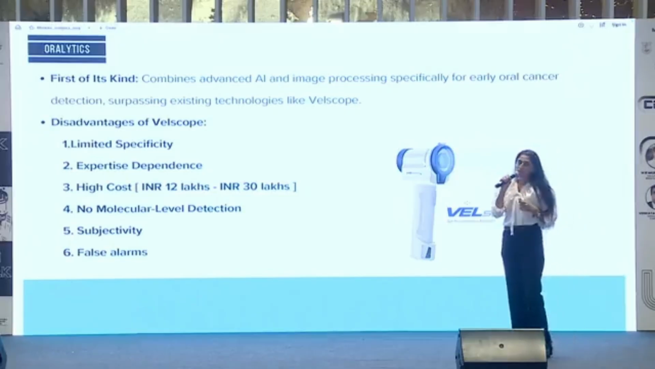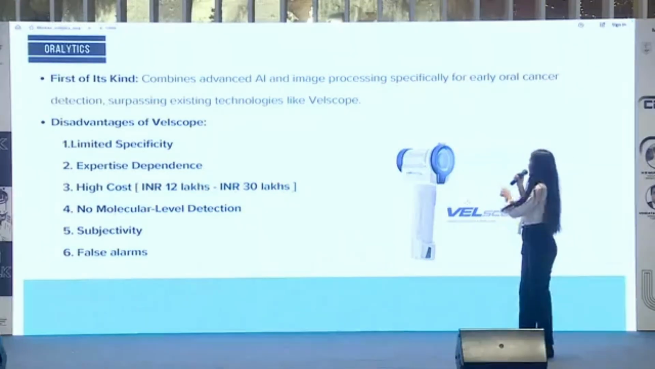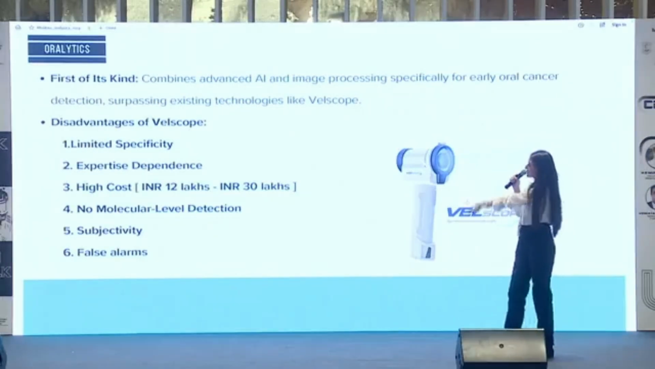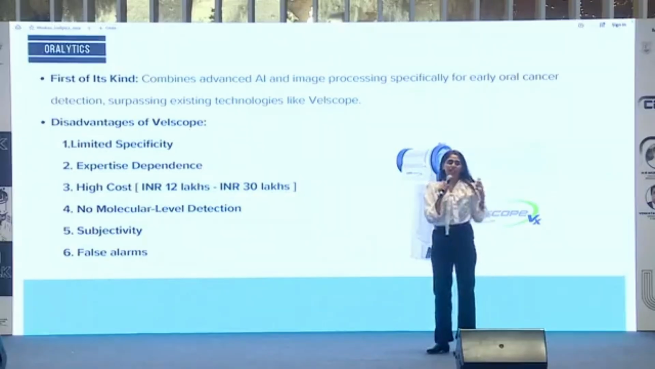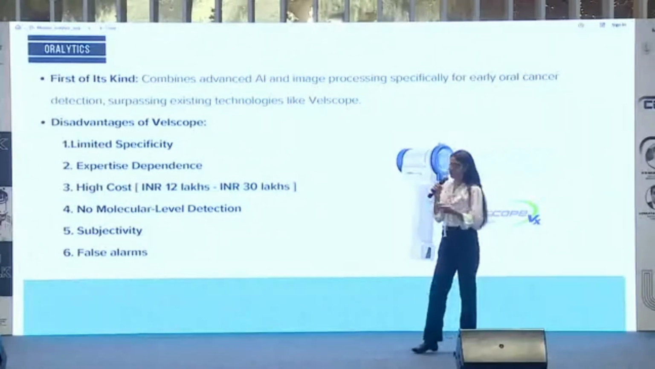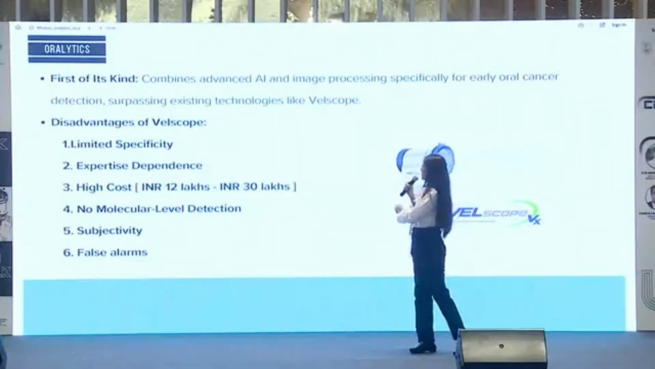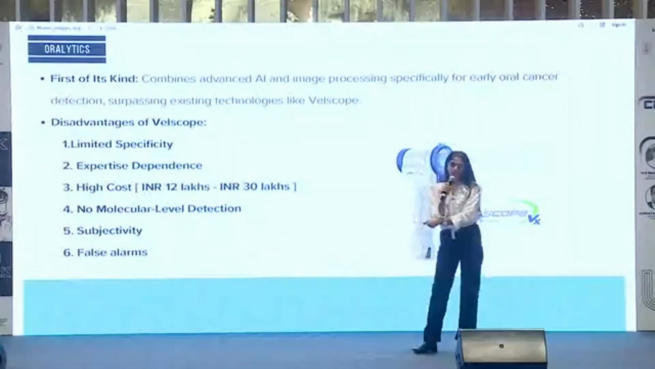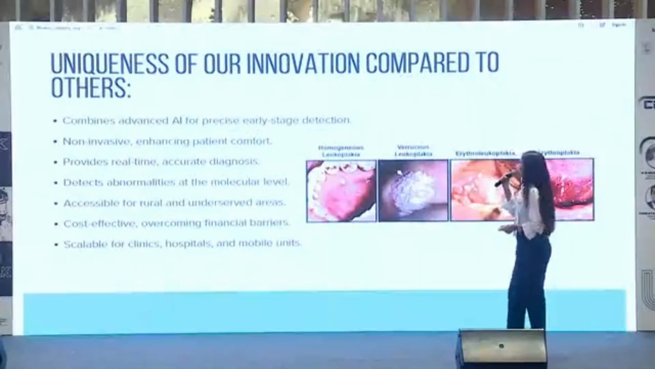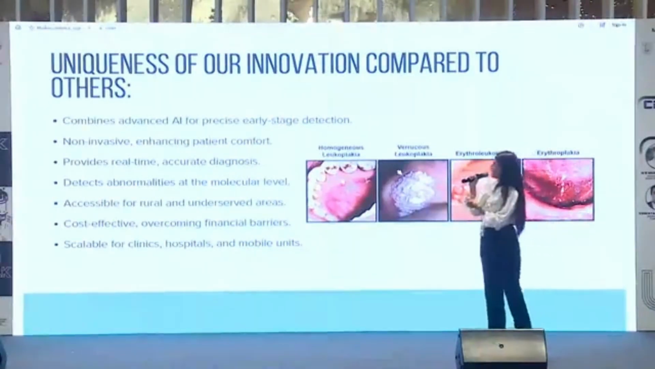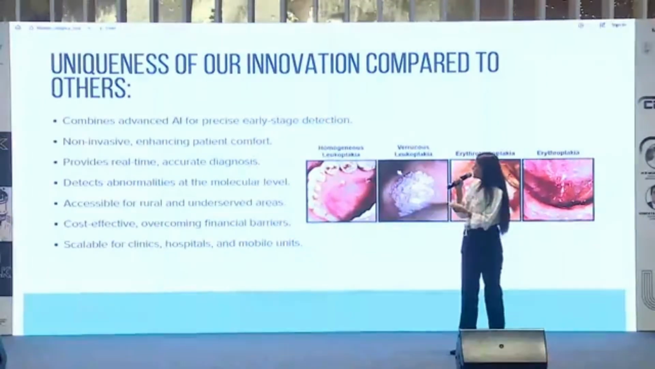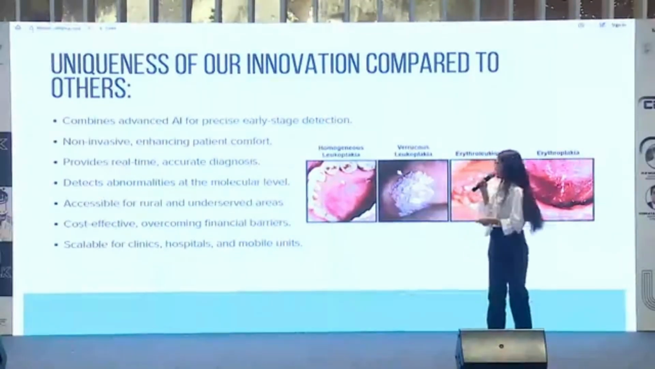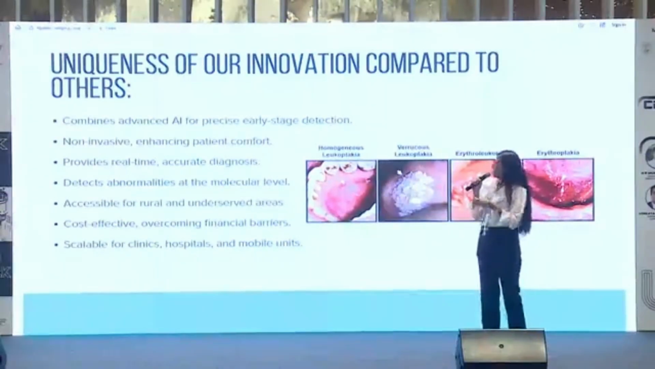So our solution is first of its kind because the existing technology WellScope has these many disadvantages. It is limited to only multinational hospitals or very large hospitals who have crores together of business, and it has no molecular level detection, subjectivity, and false alarms. So what is the uniqueness of our solution? As I specified before, it will enhance AI, it is non-invasive, it provides real-time solutions, it is accessible for rural and underserved areas.